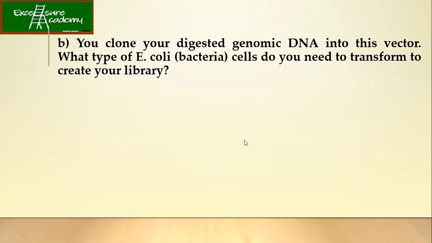So I hope this question is clear to every one of you. Now, all these are simple questions. So you clone your digested genomic DNA into this vector. Okay. So what type of E. coli cells do you need to transform to create your library?